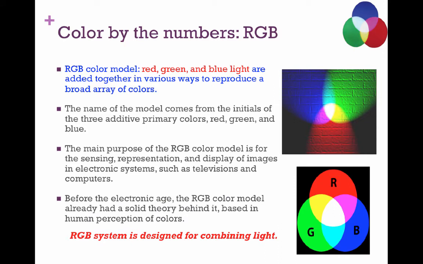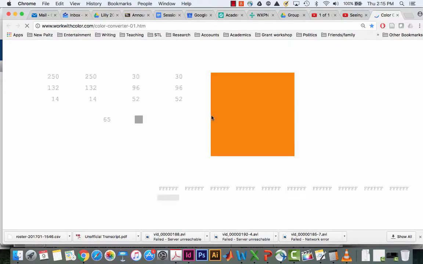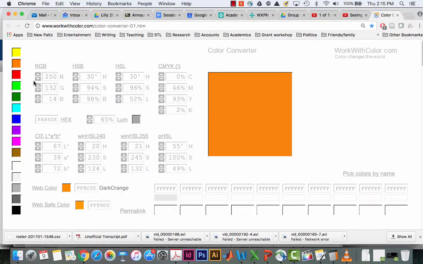Before we had computers, though, or so much of it, there was an RGB model that was still based in the human perception of colors, as we talked about on the last slide. The RGB values specify how much of red, green, and blue are in a particular color. Let's take a quick look at a color converter. This is just a way to say, what are the RGB values for a particular color? You're welcome to play with this yourself. You can see the URL in the top of the screen.